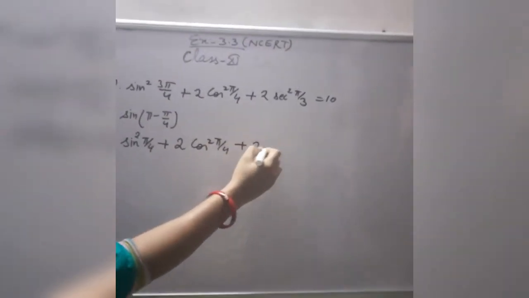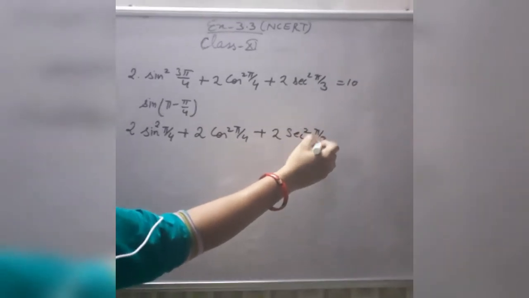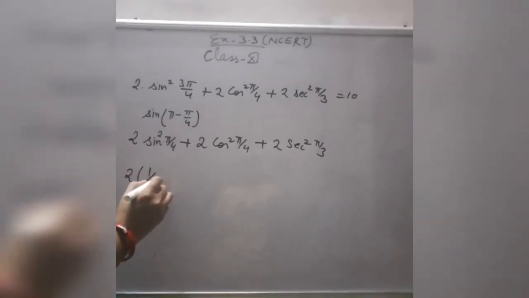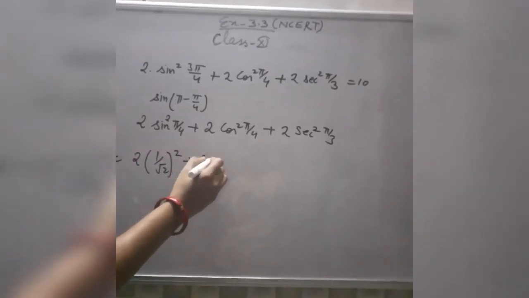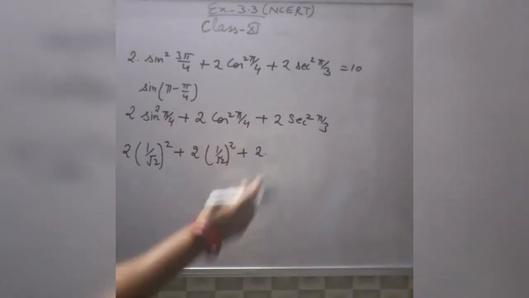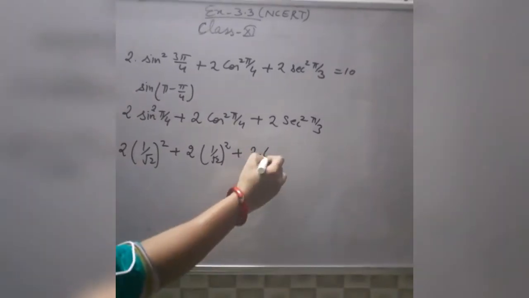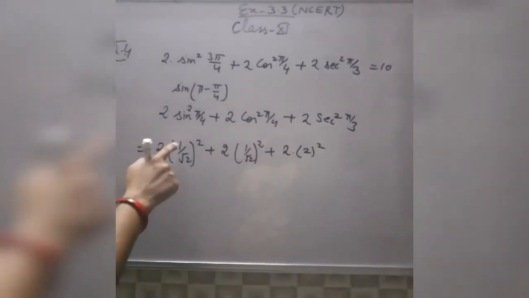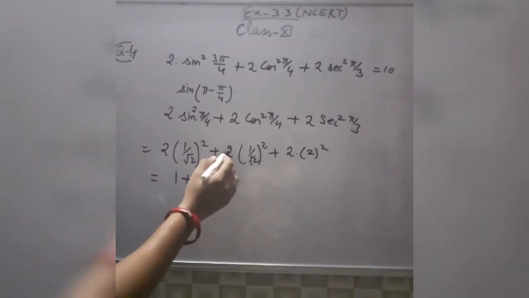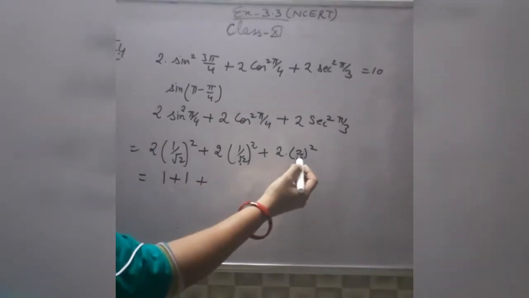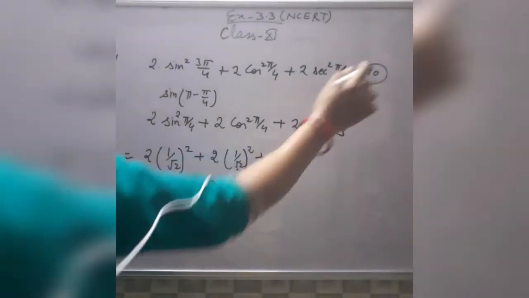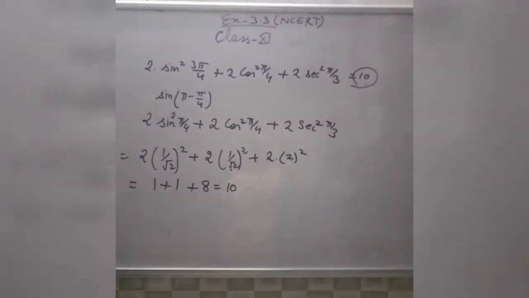Now we will put the value of all these angles. The value of sine pi by 4 is 1 by root 2, and then the square of 1 by root 2, plus 2 into cos pi by 4, which is also 1 by root 2. Here also the square is given to you, and the value of secant pi by 3 is 2, and the square of 2. This is 1 by 2, 2 is cancelled with 2, it becomes 1. Here also the square of root 2, 2 is cancelled with 2, this is also 1. 2 square is 4, 4 into 2 is 8, and the overall result is 10, which is equal to the right hand side. So this is question number 4.